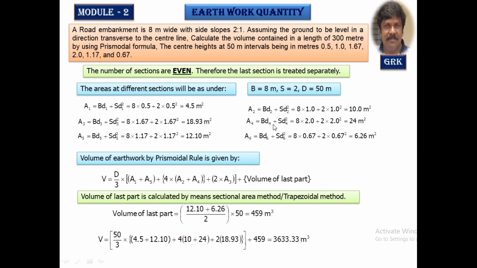This is how we have to calculate if it is an even number of sections. Treating the last part separately, taking the area by the mean sectional area method and adding it to the Prismoidal formula between the first and the last but one section.